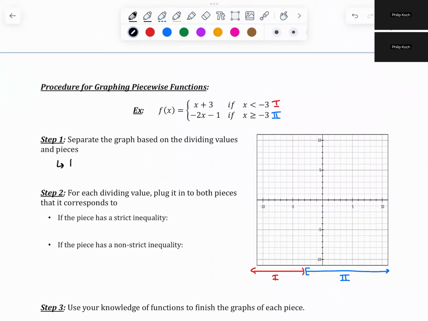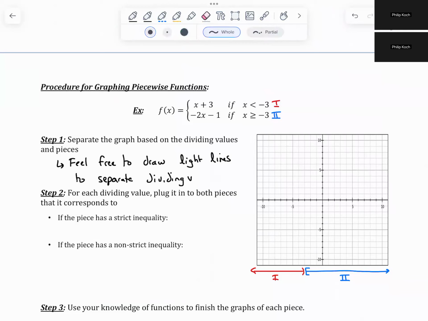And one thing I'll say in here is feel free to draw light lines at dividing values to separate, because this thing is going to be made of pieces. So it makes sense to break it up based on those dividing values.